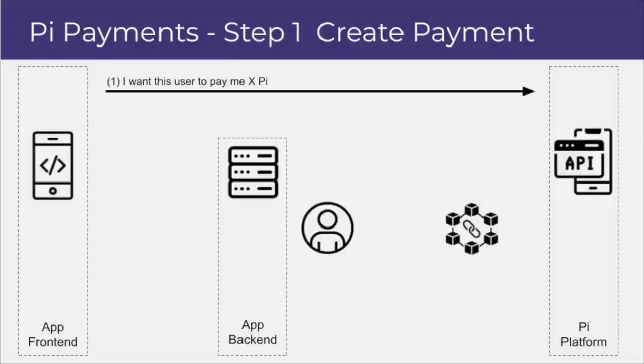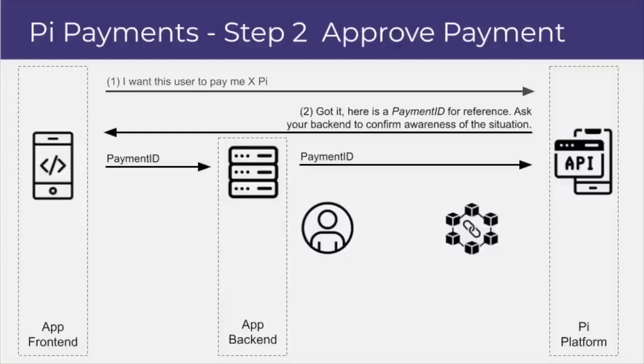And step 1 is creating a payment, and that is done from the app's front end by the app front end calling a local method that doesn't even need to involve the backend to let the Pi platform know that this user needs to pay X Pi for something that they are trying to buy. So next, the Pi platform responds saying, yep, I'm aware of what's going on. Here's a payment ID, and that payment ID will be the reference to this payment for the rest of the entire process.